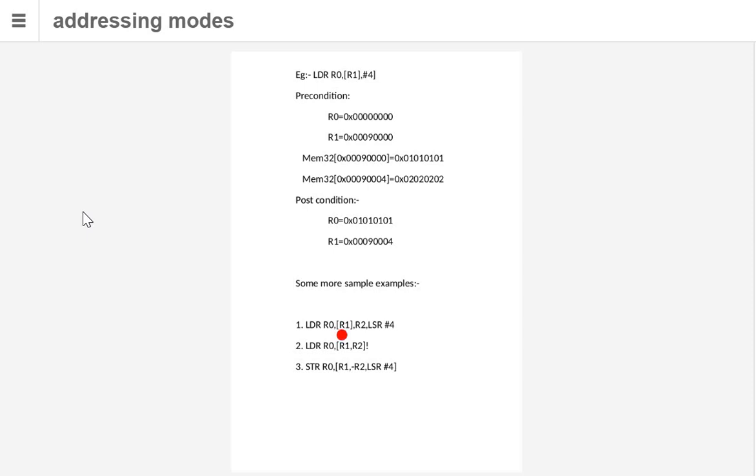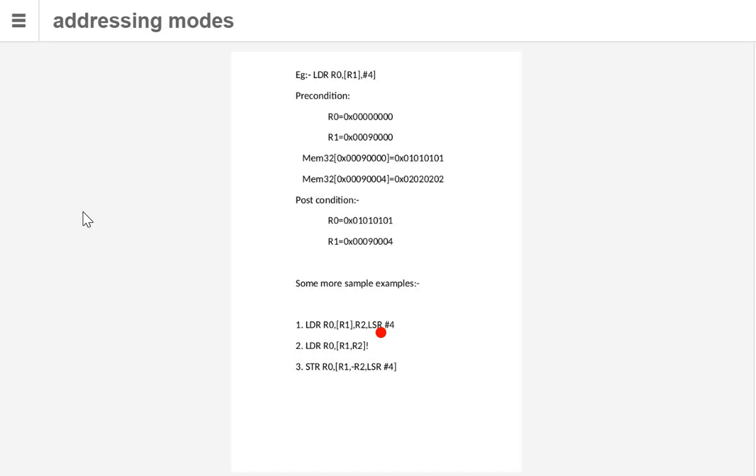So that part is done. So first part was destination R0 done. Second part is R1 alone in square bracket. So I understood that it is going to be post index addressing mode. Now where is my offset? Offset is given here, R2, LSR #4. So I will again split it into half. R2 is one register. LSR is logical shift right. Logical shift right and then 4.